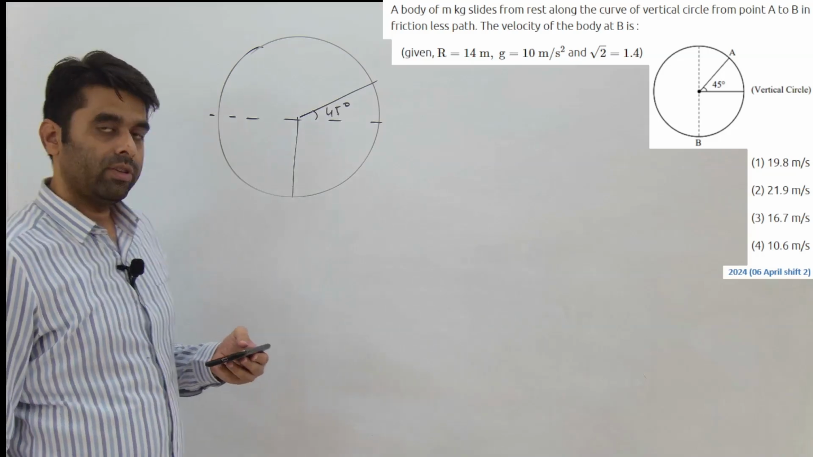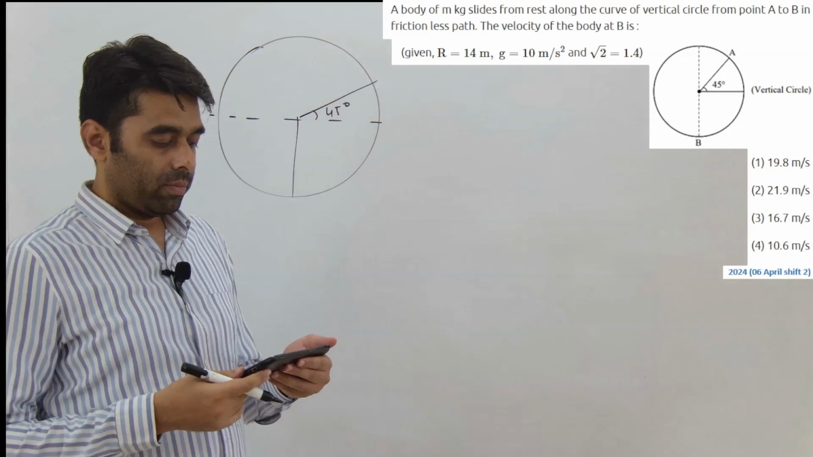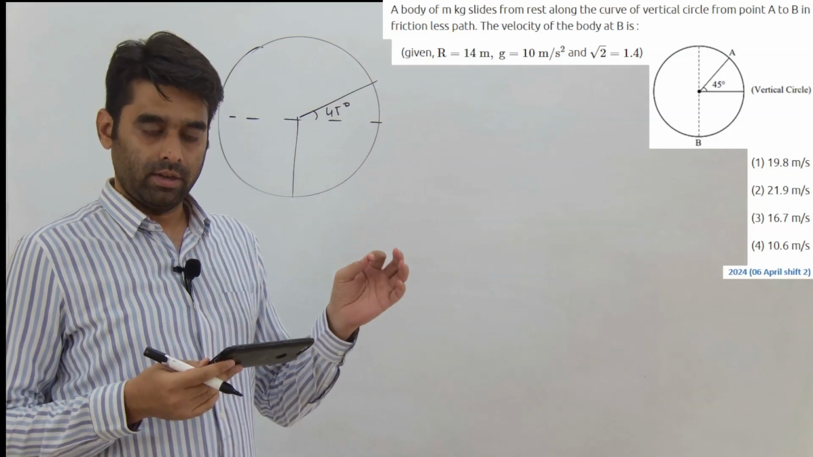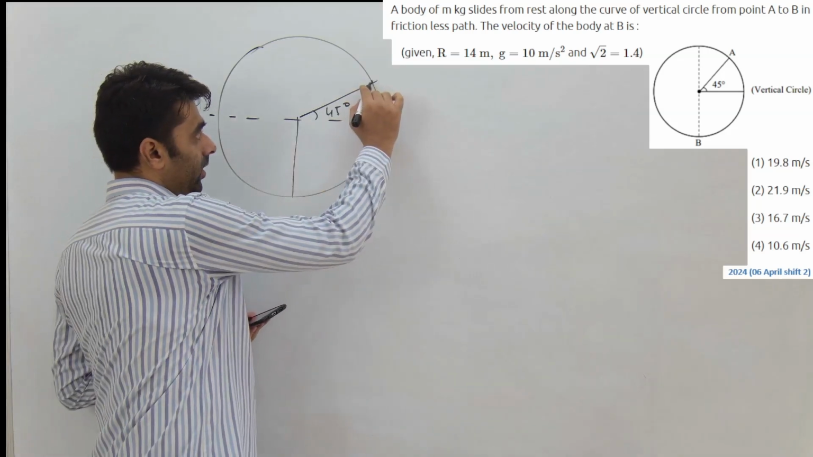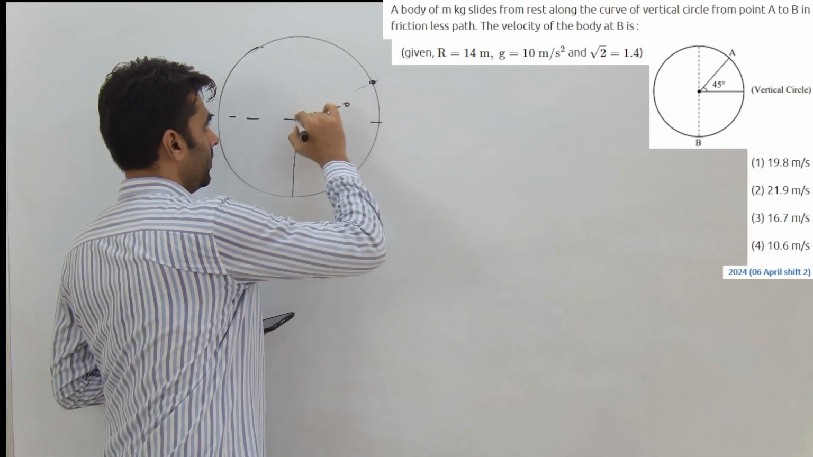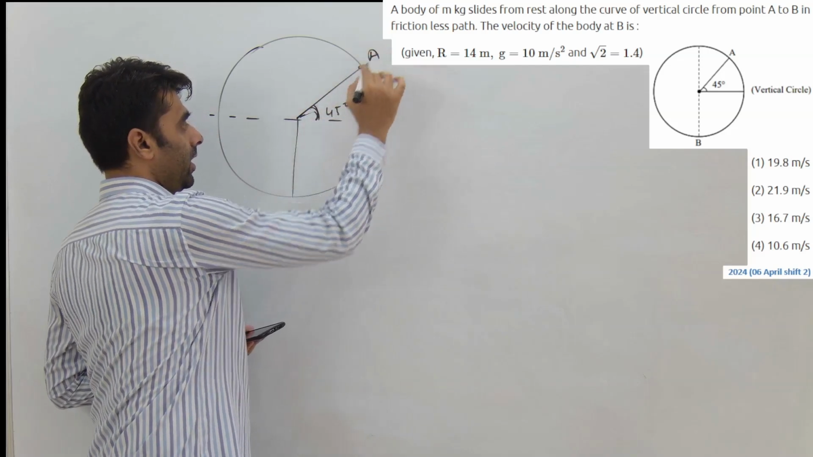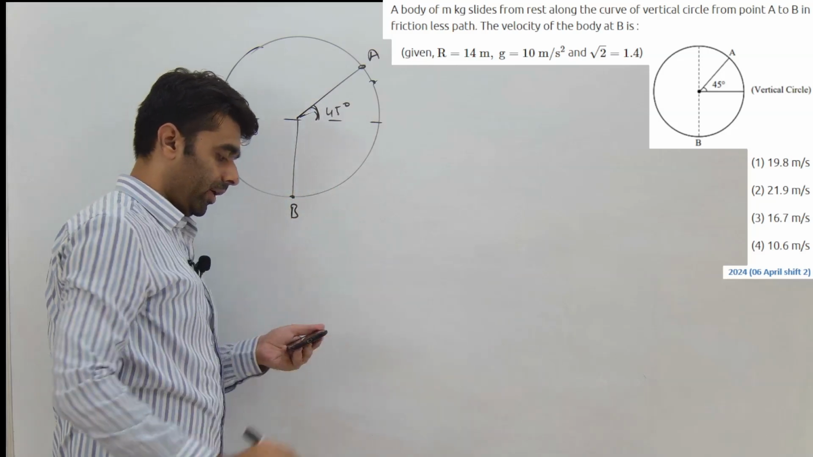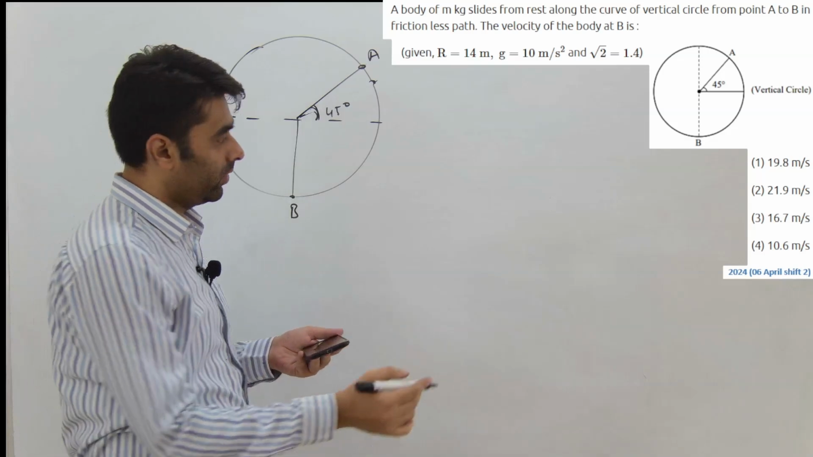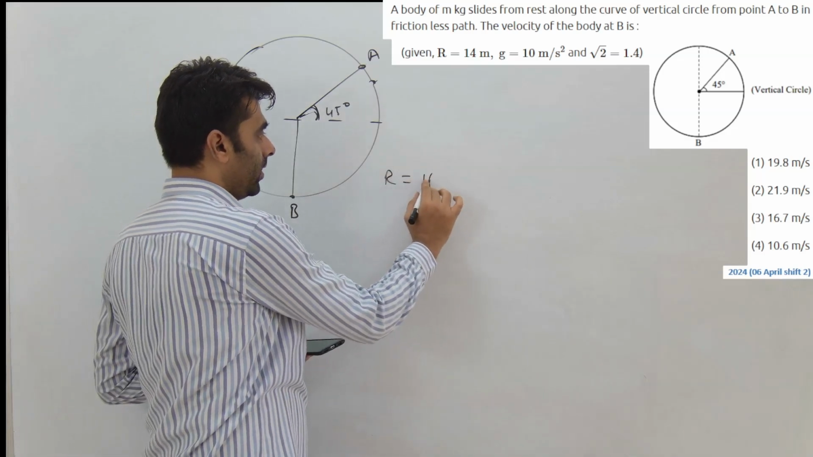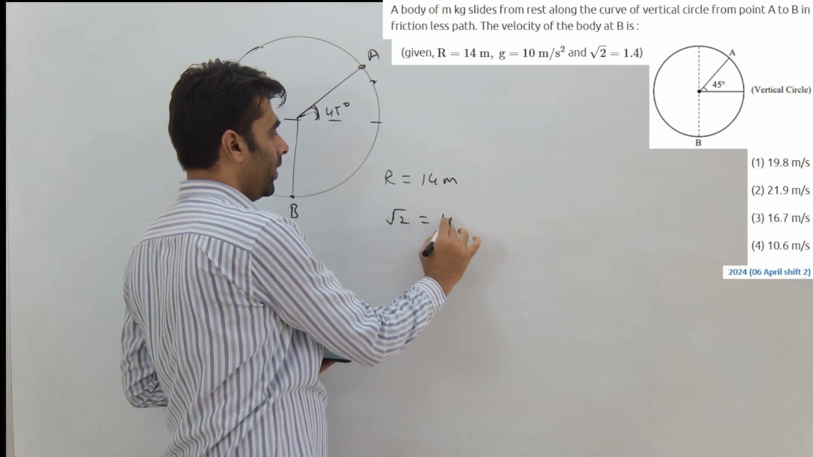Question says a body of m kg slides from rest along the curve of a vertical circle from point A to point B in a frictionless path. This is our A point, 45 degrees given. This is A point, this is your B point. The velocity of the body at B is? Some data are given to us: the radius of this circular path is 14 meter, take g as 10 and root 2 as 1.4.